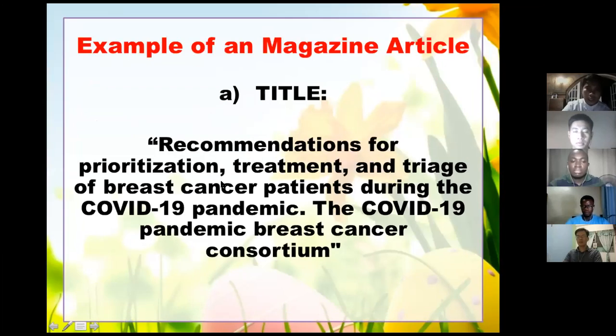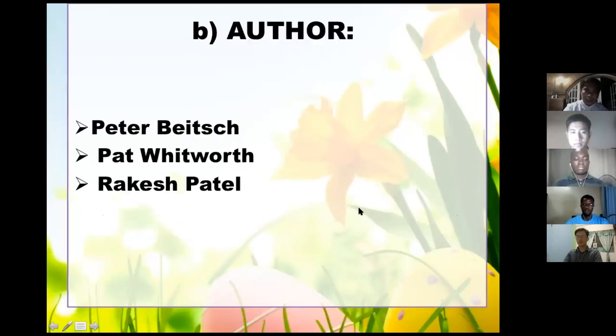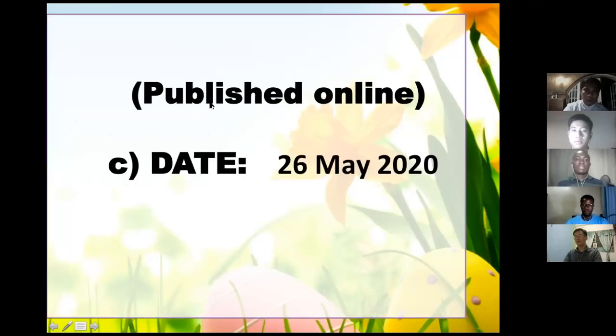Example of the magazine article title. This is the title of the article: the Recommendation for the Prioritization, Treatment and Stage of Breast Cancer Patients during the COVID-19 pandemic. The second is the name of the author, Peter Bensis, and the other author, Rakesh Patel. Published on May 26, 2020.